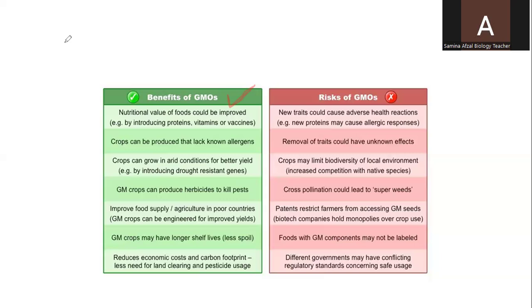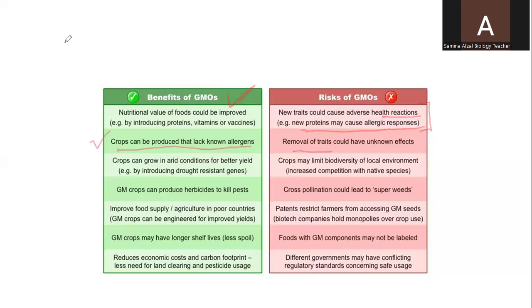Whereas if we see the risk of this technique, then new traits could cause adverse health reactions. New proteins may cause allergic responses. So some of the people can have allergy with the addition of these new nutrients into these plants. So the organisms can have not only the benefits, they can also suffer with different types of problems. The crops can be produced that lack new allergens. We can produce the crops or the plants which do not cause any allergy.